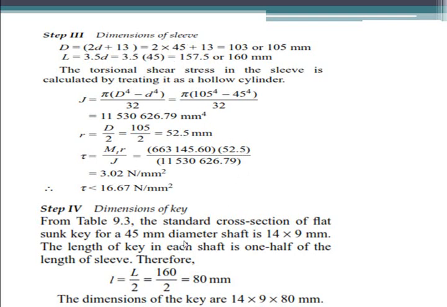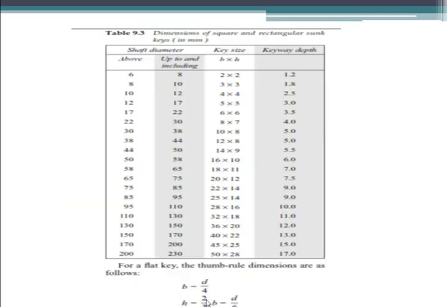Next, the dimensions of the key. We have to find out the dimensions of the key from the table 9.3, or you can find out using the relations b is equal to d by 4 and h is equal to d by 6, or you can see the table. Around 45 mm for the shaft, 44 to 50, we have to take the key size as 14 by 9, where 14 is the width and 9 is the height of the key.